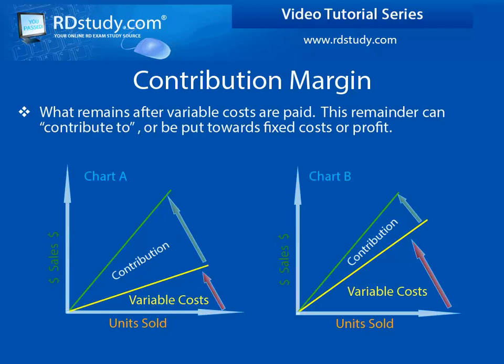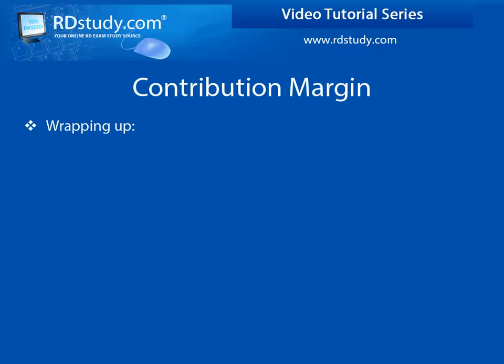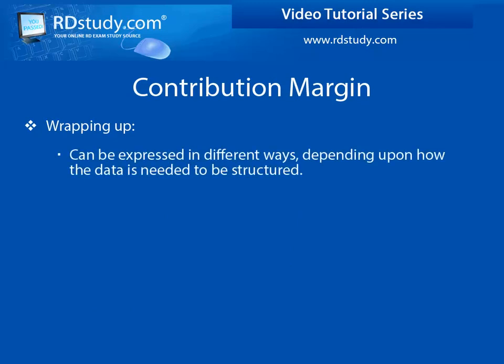A lower contribution margin will reflect the need to apply more revenue from each unit sold towards the costs associated with sales of that unit, resulting in a smaller amount available to be put towards profit or any remaining fixed costs. Wrapping up, the contribution margin can be expressed in different ways, depending upon how the data is needed to be structured.